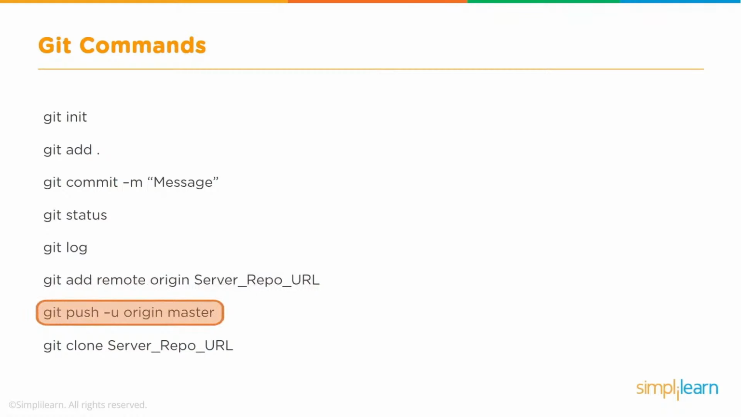This is the command that you would use whenever you want to push contents from the local repository to the server. Git clone and the URL of the server. This is the command that you would run whenever you have an existing repository on the server and you want to make a fresh clone or a fresh copy of that particular repository onto your local box.